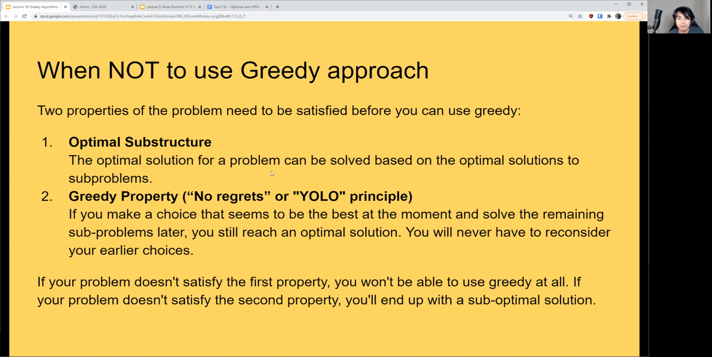But if the second one is not satisfied, if the greedy property isn't satisfied, it turns out we can still use the greedy approach. We just won't get the optimal answer. We'll get an answer that's worse than the answer that we actually want.